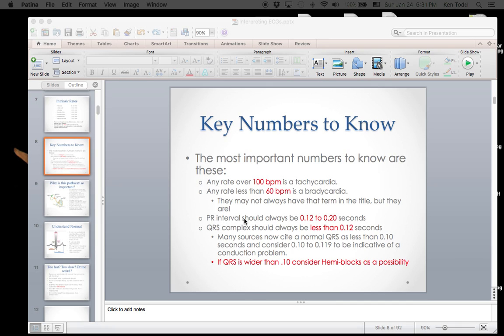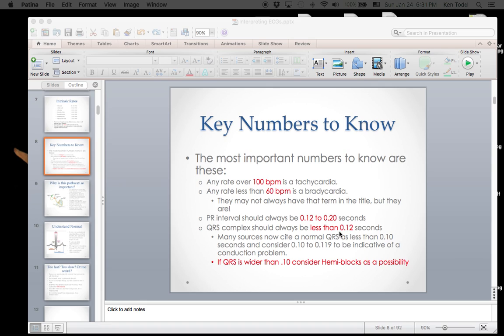Another important number, PR interval, 0.12 to 0.20 seconds. Just burn these into your brain, and also know your QRS complex should be less than 0.12 seconds. Now, there is some variation in different books, and you'll get into this more next year. If your QRS is wider than 0.10, which is 2.5 of the little tiny blocks, you have to look at the possibility of a hemifascicular block. But don't worry about that now. For now, just remember this.